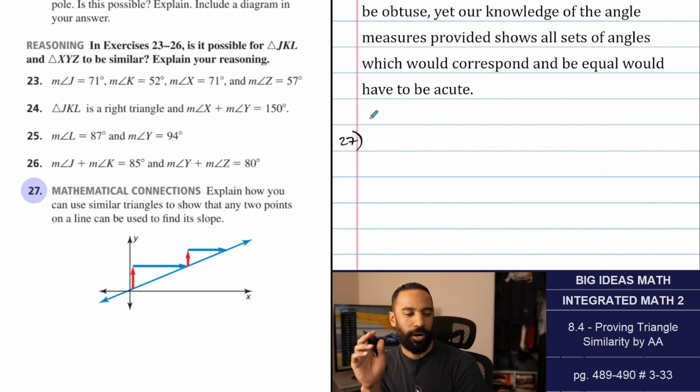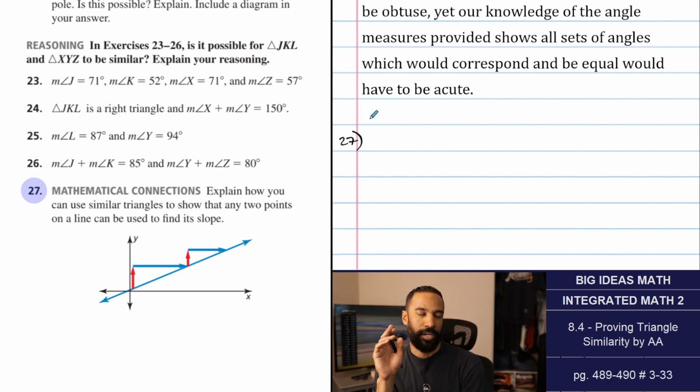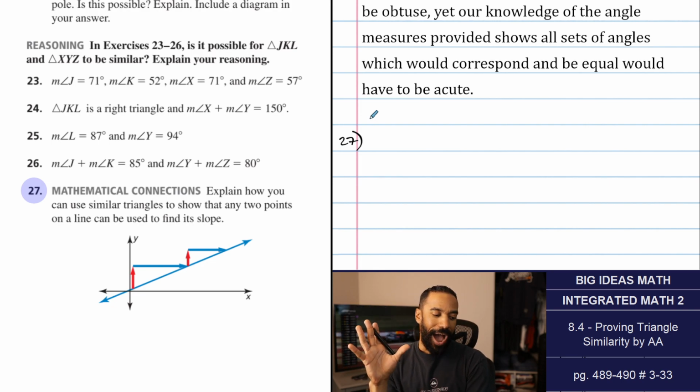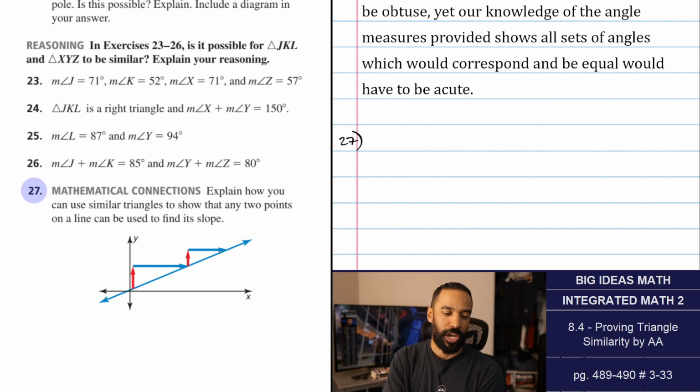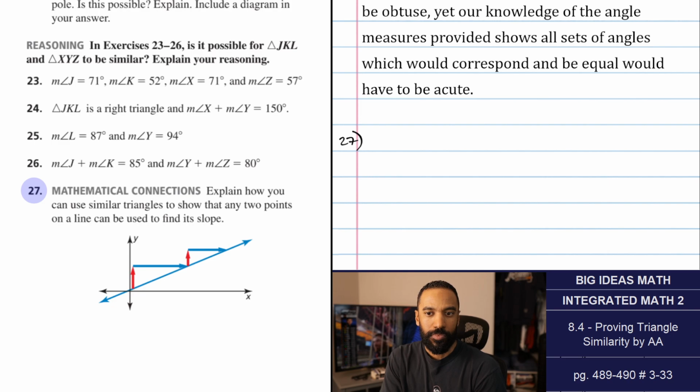I'm wondering if they want to talk more on angle or more on proportionality. Explain how you can use similar triangles to show that any 2 points on a line can be used to find its slope. I mean, because you can reduce the fraction. I'm trying to think if they want to talk about angle, because generally we don't talk about angles when we're doing slopes of things.